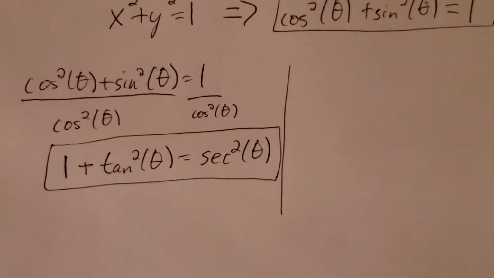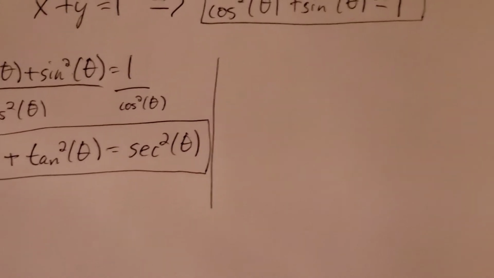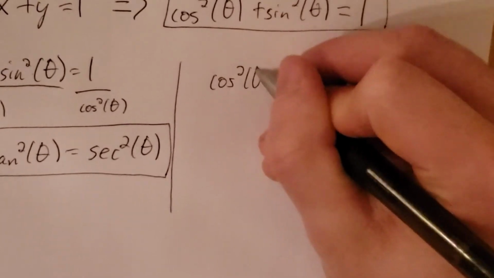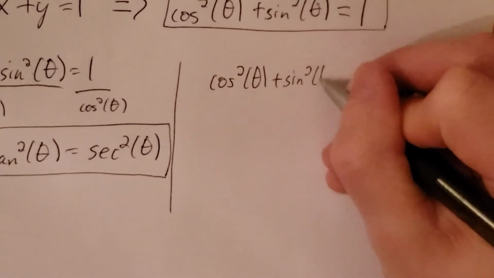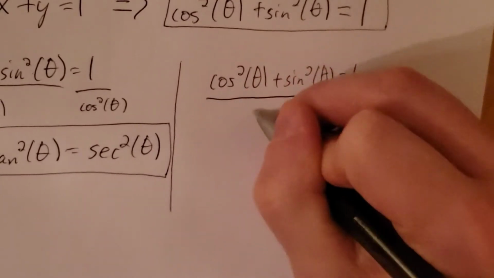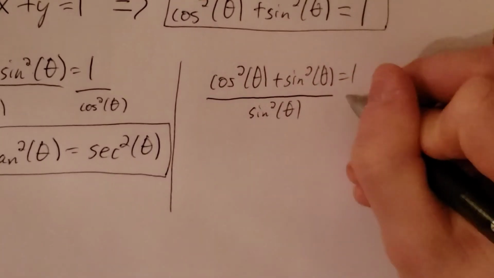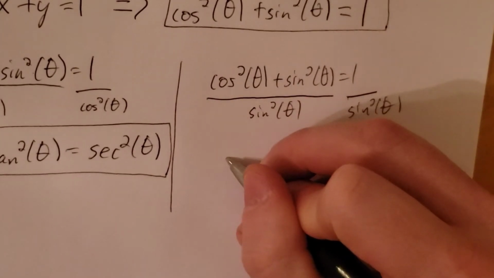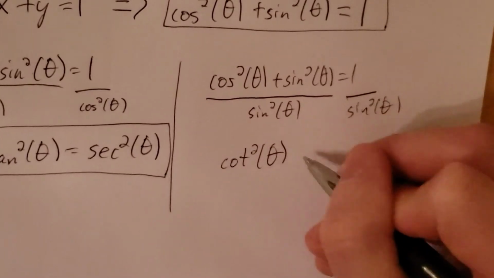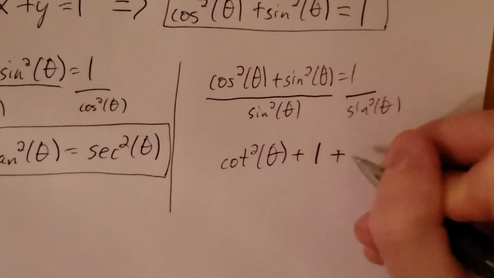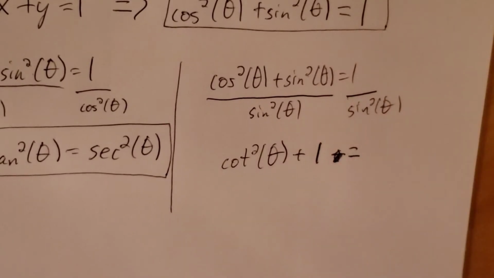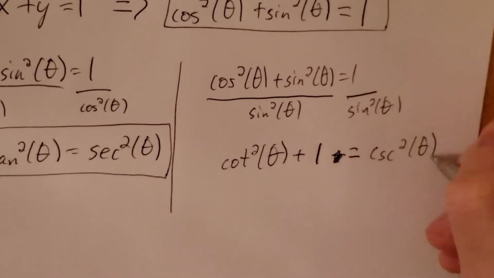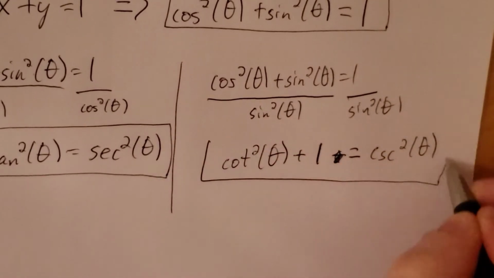And we get a second Pythagorean identity. We're going to do the same thing again, but we're going to divide by sine squared. Cosine squared over sine squared is cotangent squared. Sine squared over sine squared is 1. And 1 over sine squared is cosecant squared. And so we get a third identity here.